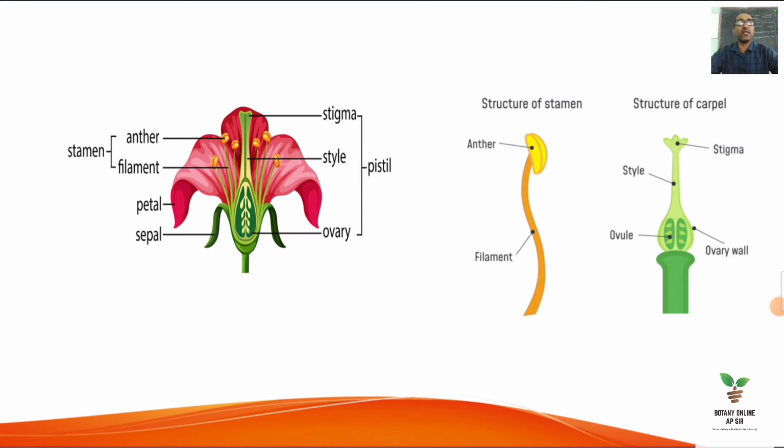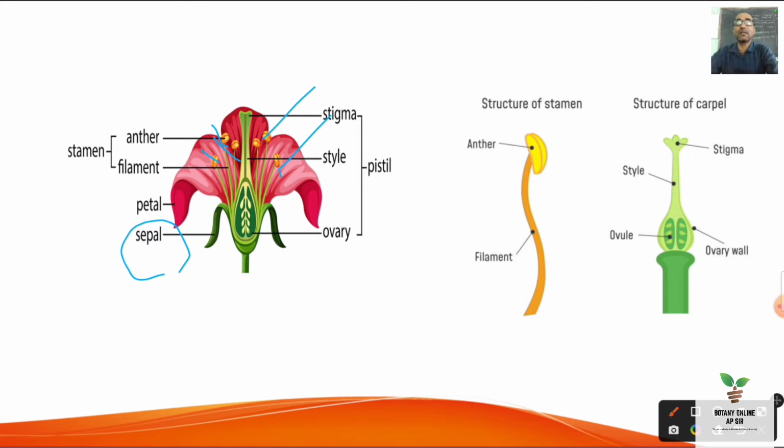Now, as far as the structure of the flower is concerned, you can easily see that there is presence of sepal, which is the individual unit of your calyx. Then there are petals, the individual units of the corolla. Then there is presence of the stamens. What are stamens? This is stamen, this is stamen, this one is stamen.